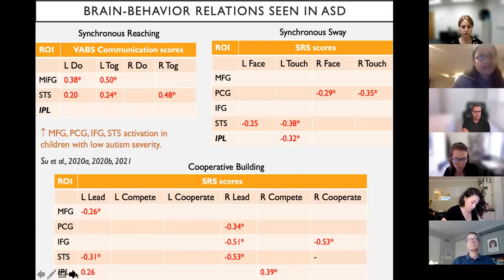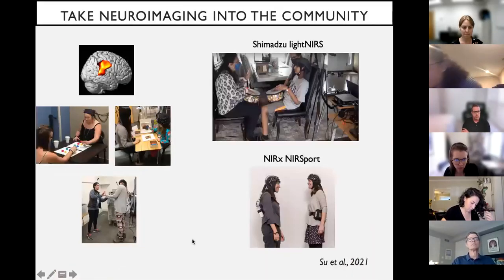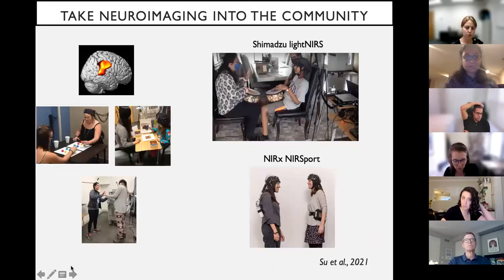Okay. And so the next thing we are doing is taking neuroimaging into the community. So we found that it was hard in the COVID times to bring families to the lab. So we've been using a lot of portable neuroimaging, Shimadzu LightNIRS and NIRx NIRSport, and hoping to do more of these imaging data collections in the community.